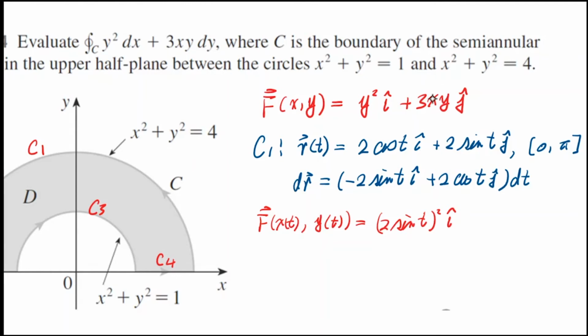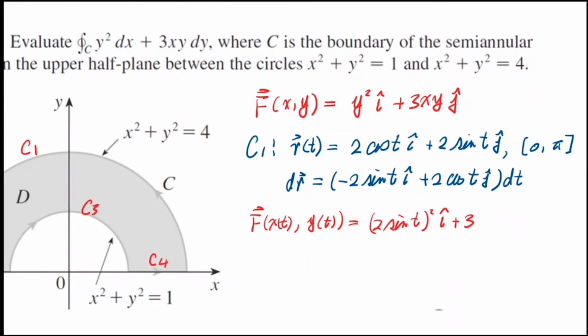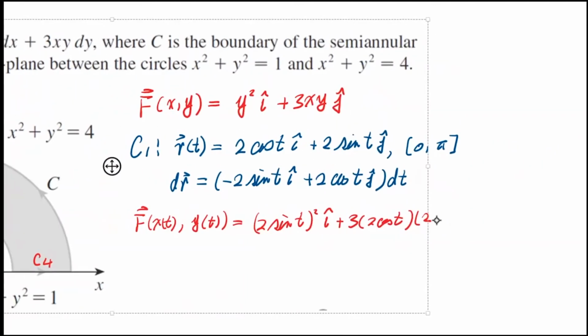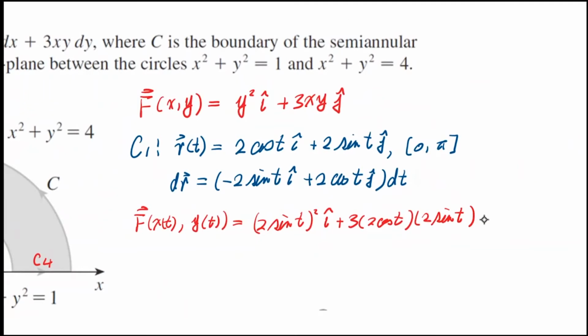And then the second one is 3xy. So we need plus 3. X is this and y is that. I pointed to dr. That's the xy. So we have 2 cosine t and 2 sine t, 2 sine t j vector. Do you know how to do f dot dr now? We are going to dot this with that and shove it inside the integral. You get it?